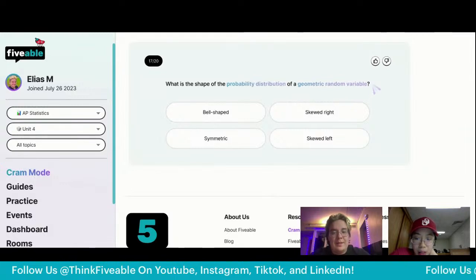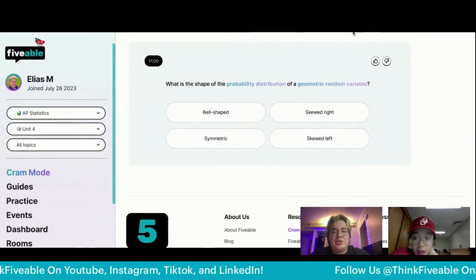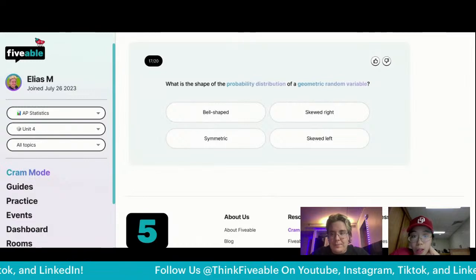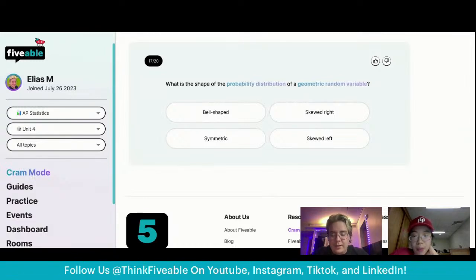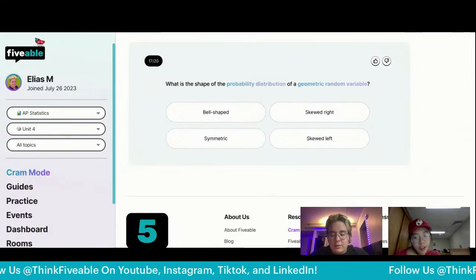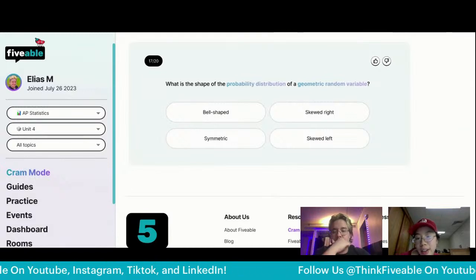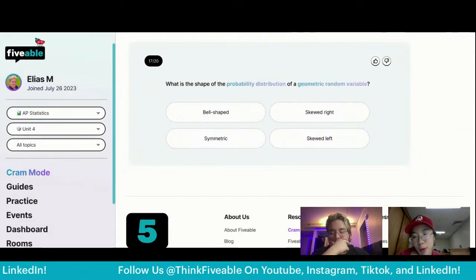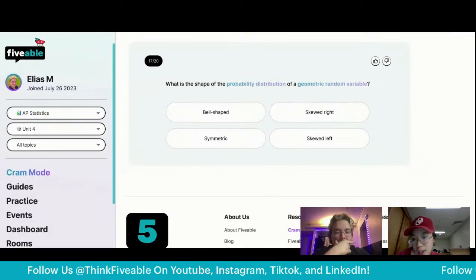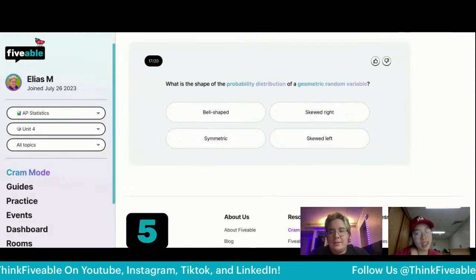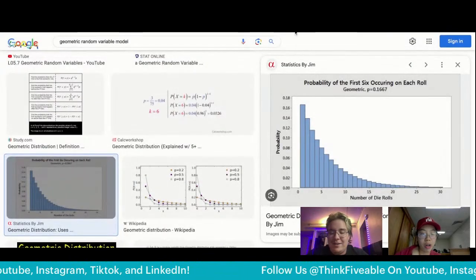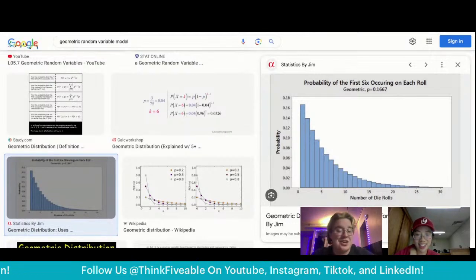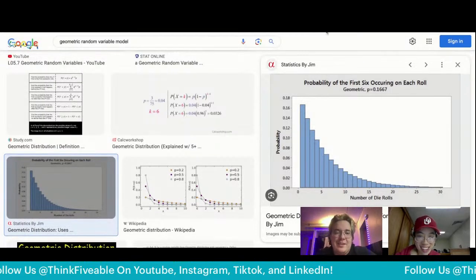As for geometric random variable, I'm trying to get a good graph up. If you think about it, the higher the number is for a geometric random variable, the more things you're multiplying together. So the probability is going to get smaller and smaller and smaller. You verbally explained it better than I was going to be able to visually show.